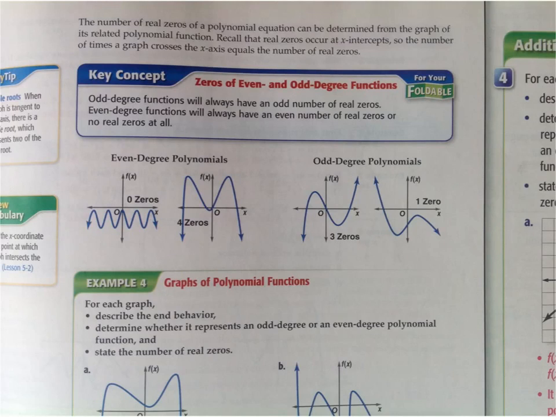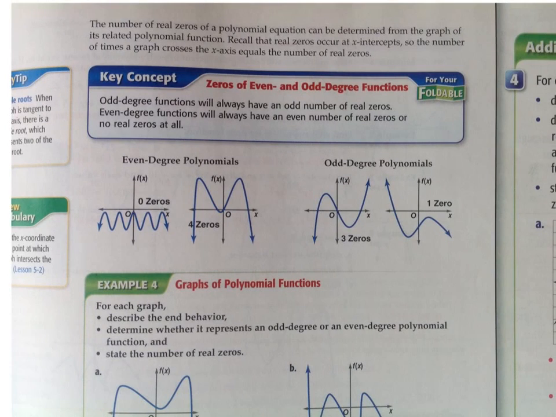On the next page, the key concept, zeros of even and odd degree functions, is trying to say the odd degree function will always have an odd number of real zeros. That means there will always be at least one real zero if you have an odd function, because it has to cross the axis at least once. Even degree functions will always have an even number of real zeros or no real zeros at all, because it doesn't have to touch the x-axis. An odd degreed function always has to touch the x-axis, so it always has at least one.